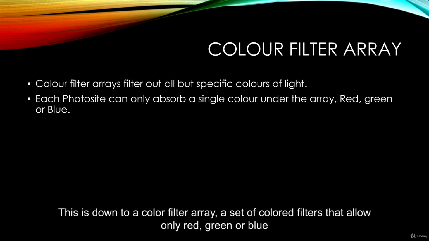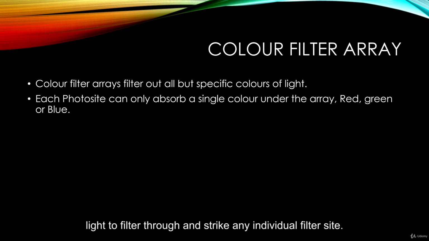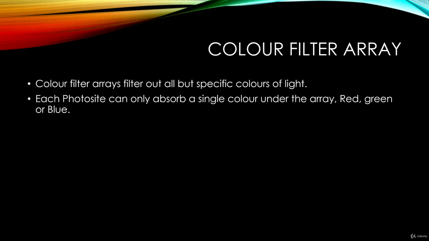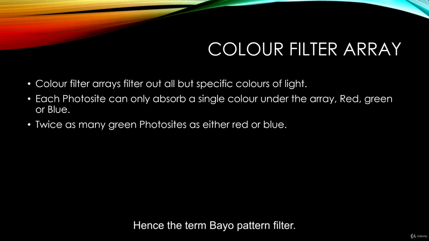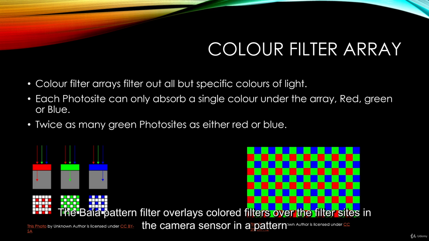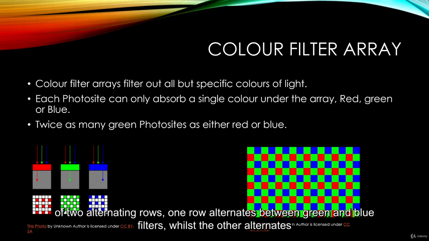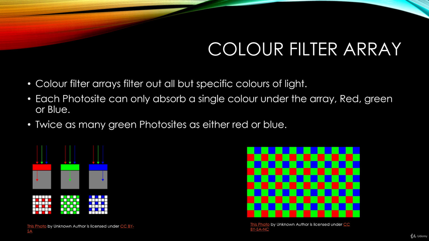This is down to a colour filter array, a set of coloured filters that allow only red, green or blue light to filter through and strike any individual photosite. There are multiple patterns of colour filter array, and the most popular and widespread is the Bayer pattern, hence the term Bayer pattern filter. The Bayer pattern filter overlays coloured filters over the photosites in the camera's sensor in a pattern of two alternating rows. One row alternates between green and blue filters, whilst the other alternates between red and green filters.